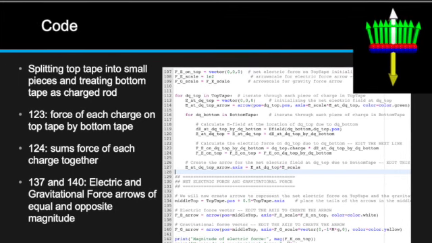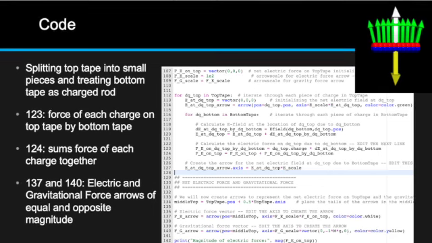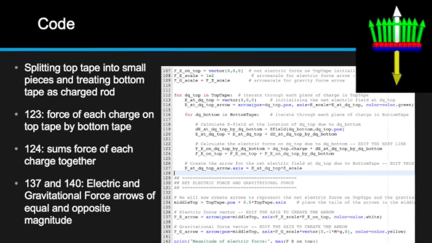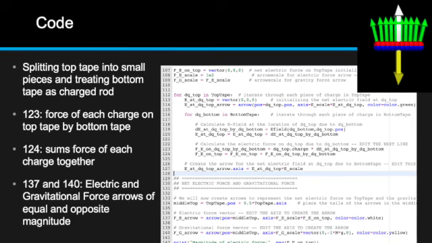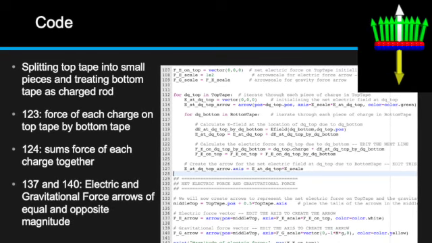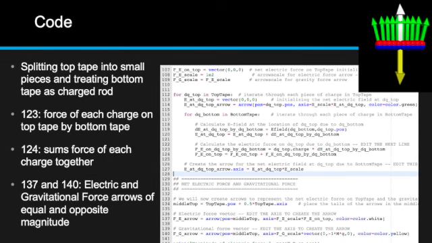And then in lines 137 and 140, we drew the electric and gravitational force arrows, which are white and yellow respectively and are of equal and opposite magnitude. And then the green arrows, as you can see, are each of the point charge forces, which are all of equal length since they are all affected the same by the bottom tape.